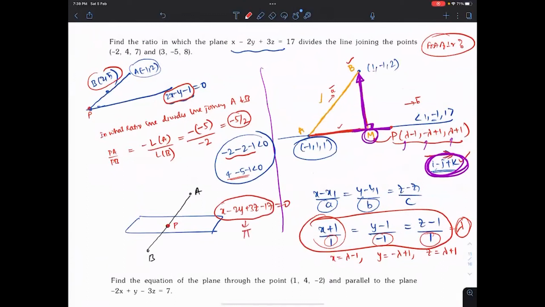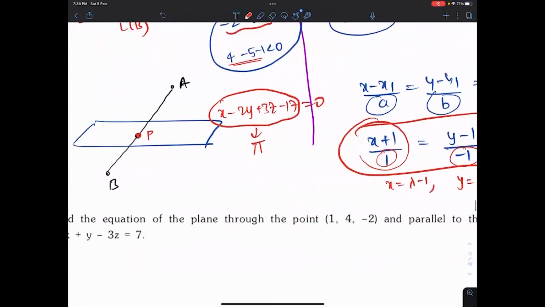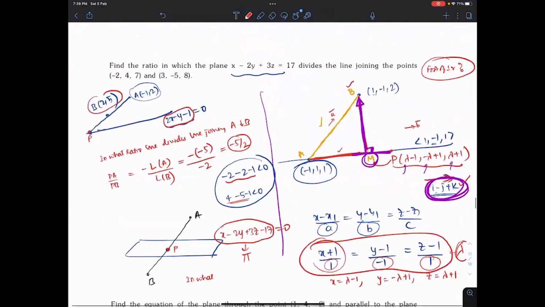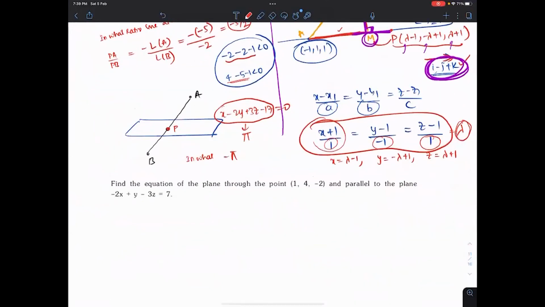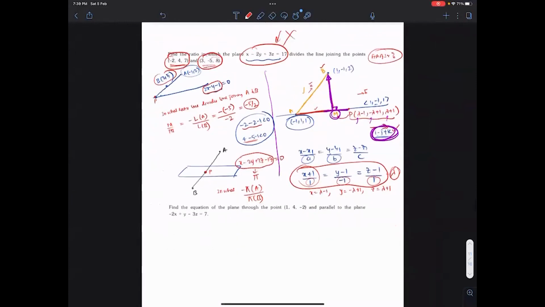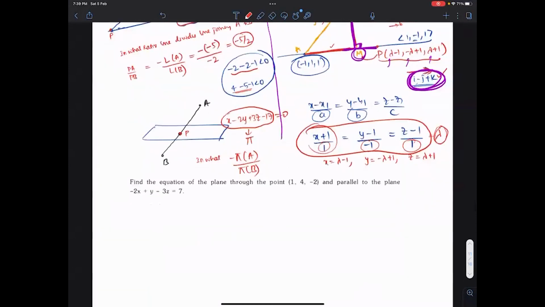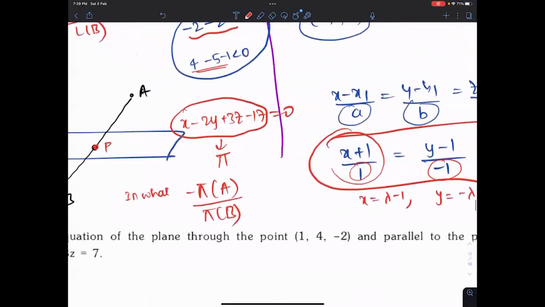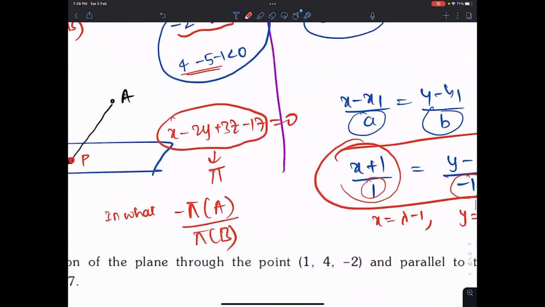So in what ratio, in the question, does the plane divide the line joining these 2 points? The answer is minus of pi of A by pi of B. Substitute point A and point B in the plane expression. If you bring everything to one side, you will get one expression. That left hand side you have to substitute and divide. That is the answer.